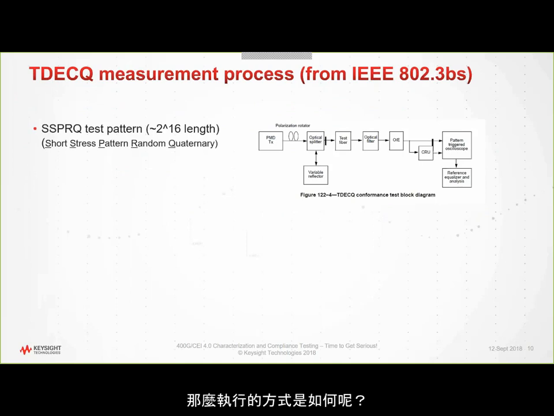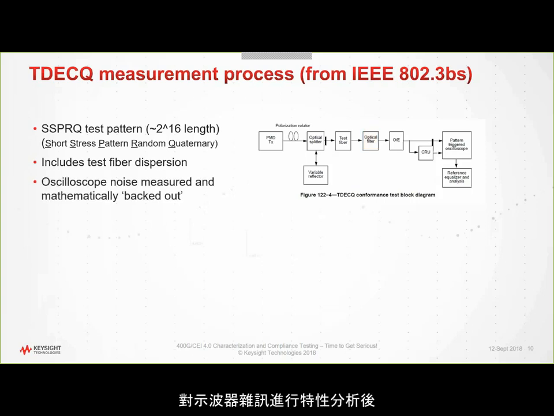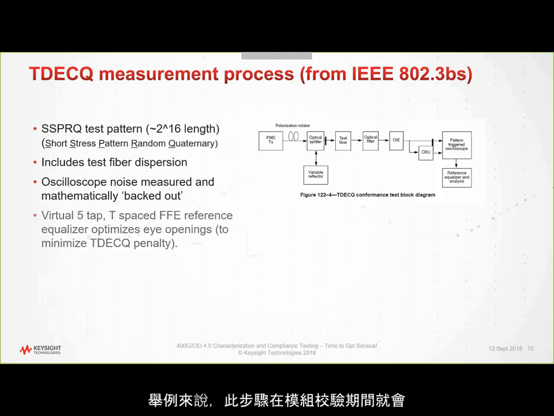How do we go about doing this? Well, this is the description from 802.3 BS. So you start with that short stress pattern, SSPRQ, which is 2 to the 16 minus 1 symbols in length. And you run that through a test fiber. And this is specific to 802.3 BS. You don't use this fiber for 802.3 CD. And you characterize the oscilloscope noise, and that gets backed out of the measurement. So that would be done during a module calibration, for example.